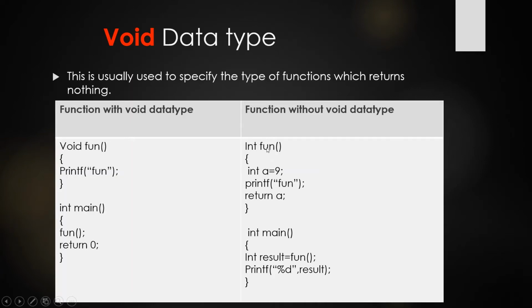The function is called from the main function. Since we are calling, we are returning a to the main function, and 9 will be assigned to result here, and again I'm printing the result here. It means if the function has a data type of int, it has to return something. If the function has a type of void, it doesn't need to return anything. That's the use of the void data type.